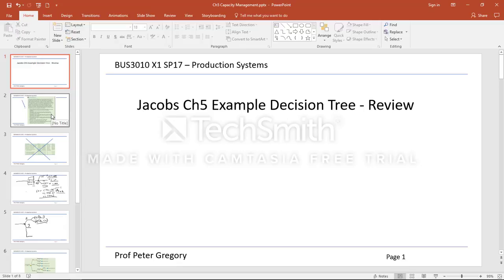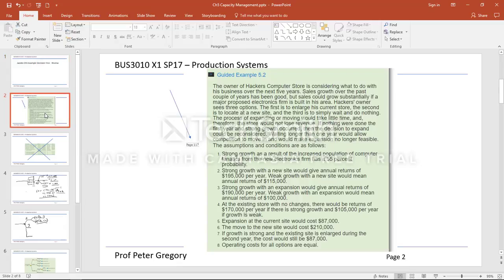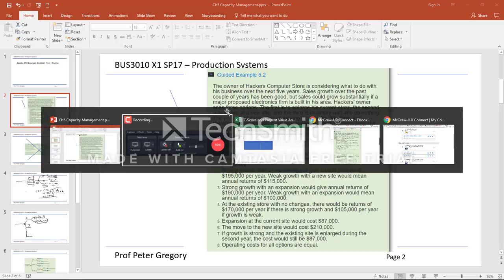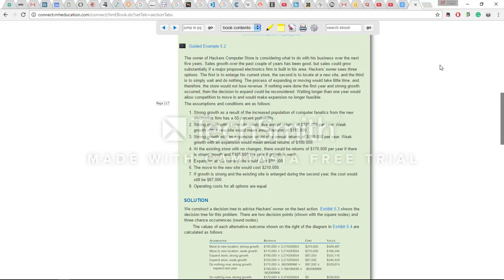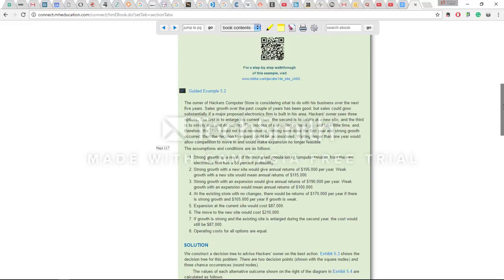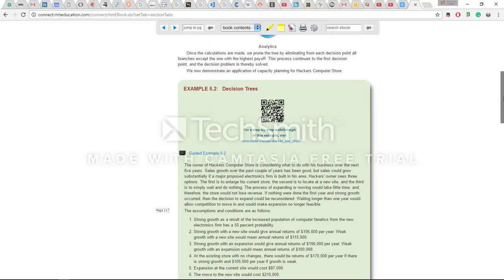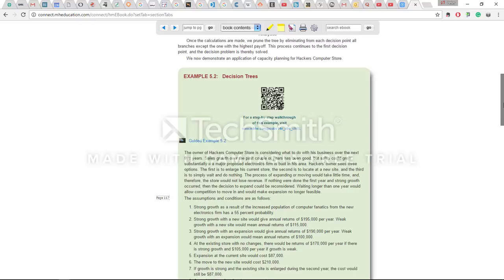So the example that we're going to go through is 5.2 in the book. And here I've done a screen copy of it into PowerPoint. This PowerPoint I'll put up on eClass along with a link to the video, which I plan on uploading to YouTube. But I'm going to flip over to the internet here, and I'm on McGraw-Hill Connect. So this is the view of the online book that you normally get. And we should be about page 17, plus or minus a page in the book, the actual print book.